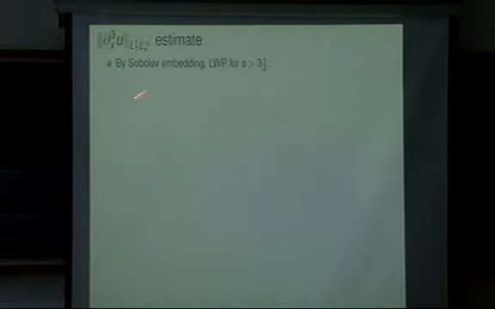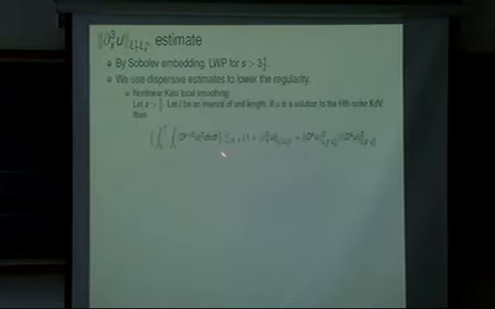Okay. So now let me look at how to find the dispersion estimate to estimate the L infinity norm of the three derivatives of U. So this is the Sobolev case. And then there are three ingredients. One is the Kato local smoothing.